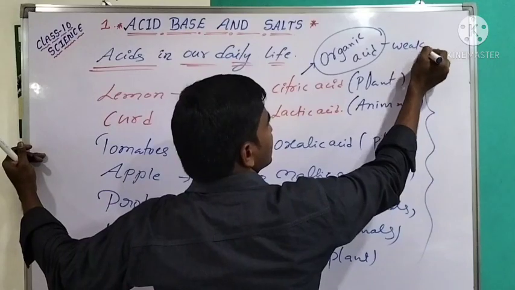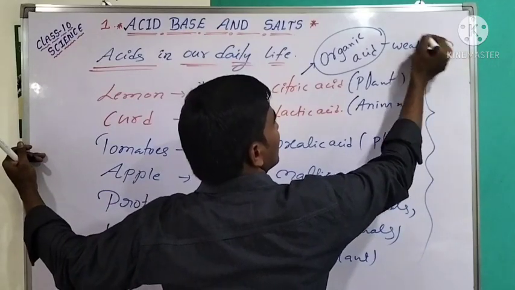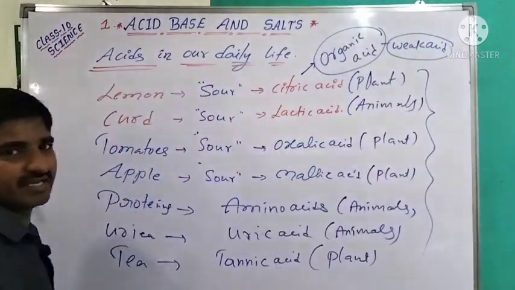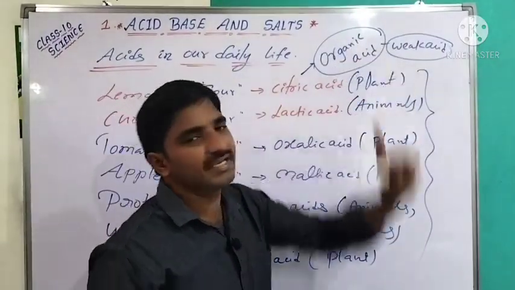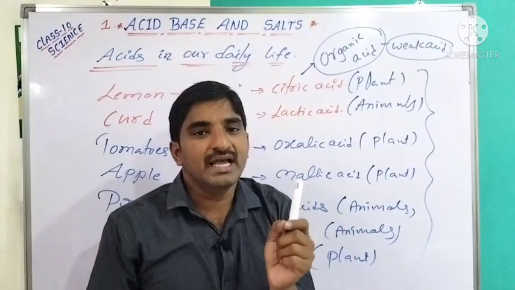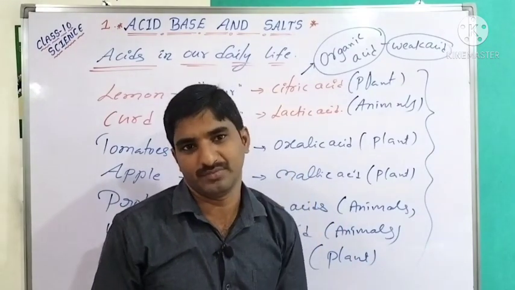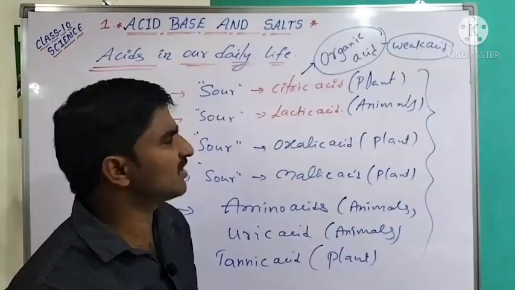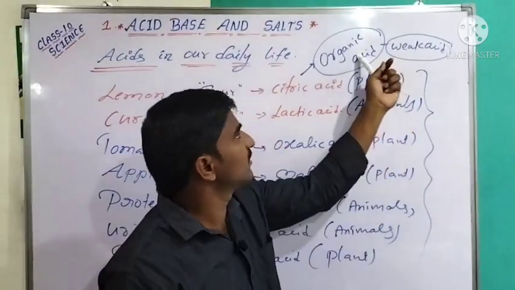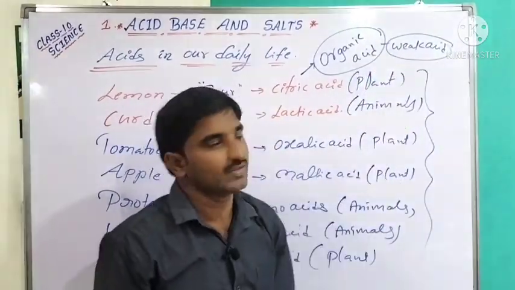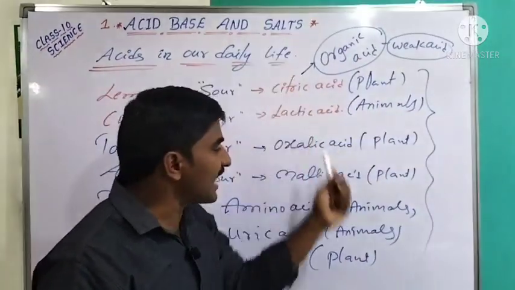How can we identify a weak acid? I will discuss it in the next session. Organic acids are weak acids, not harmful to human beings. There is no burning sensation whenever you touch them. That's why organic acids are called weak acids. Organic acids are obtained from plants and animals only.